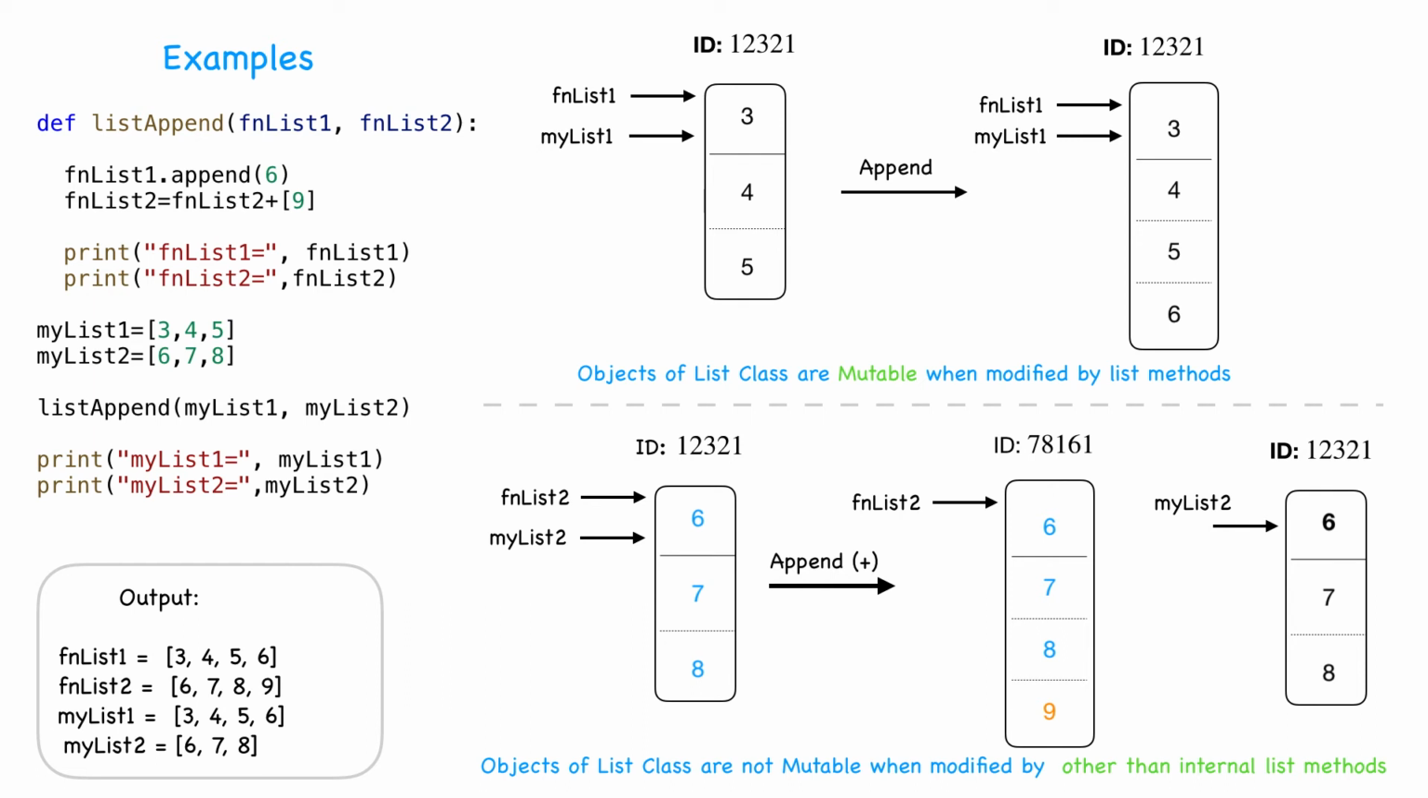Whereas here, the append I am doing with this plus operation. Plus does concatenation when it is being given between strings or lists. So that change is reflected within the function, but outside the function that change is not reflected. So mylist2 is still having 6, 7, 8. An important thing to note is the ID of fnlist2 also got changed. So it is no more referencing the same ID, whereas in the previous case they are both having the same ID. So this is an important difference.